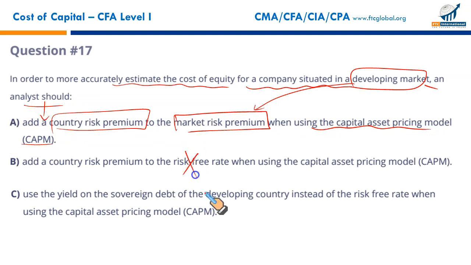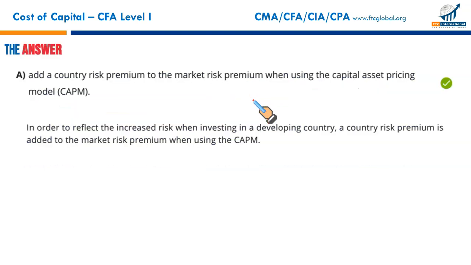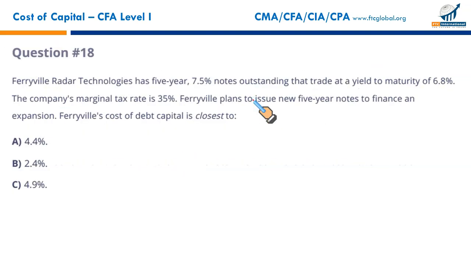We don't take the risk-free rate and we don't add the country risk premium to the risk-free rate. Neither do we take the yield on sovereign debt, because we're talking about equities. So the basis on equities is market risk premium plus country risk premium. That will be the rate you will use for your computations. So that makes A the correct option. Next.